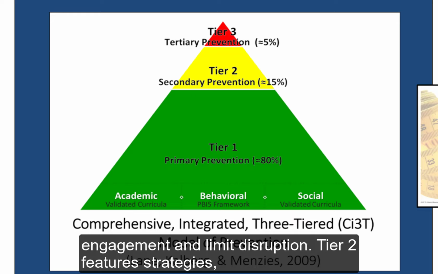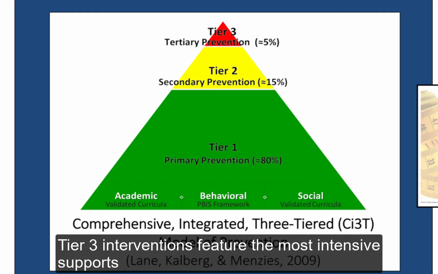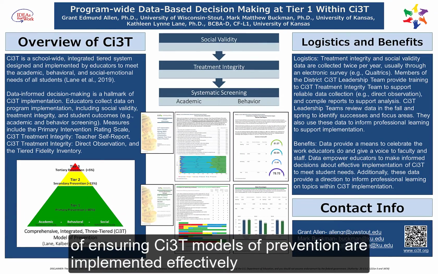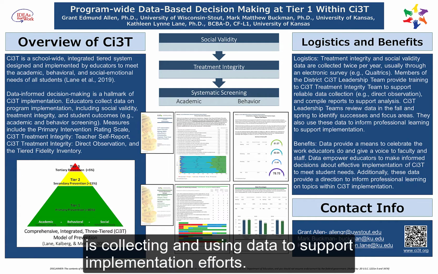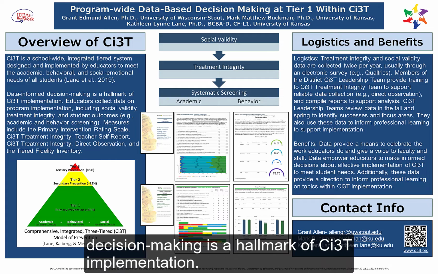Tier 2 features strategies, practices, and programs to meet students' needs at the first sign of concern. Tier 3 interventions feature the most intensive supports for students who have the greatest need. A key component of ensuring Ci3T models of prevention are implemented effectively is collecting and using data to support implementation efforts. Data-informed decision-making is a hallmark of Ci3T implementation.